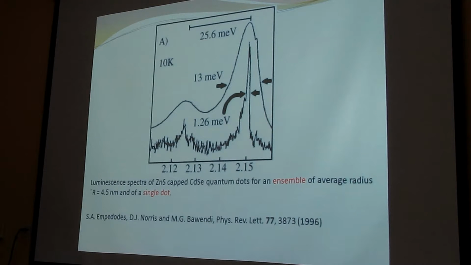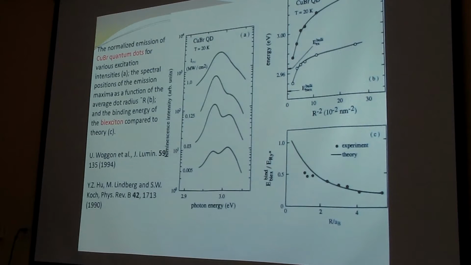Concerning the size distribution, you also have the problem that if you have a size distribution, you get a broad absorption or luminescence feature. If you are able to look at only one of these quantum dots, you get much narrower lines.